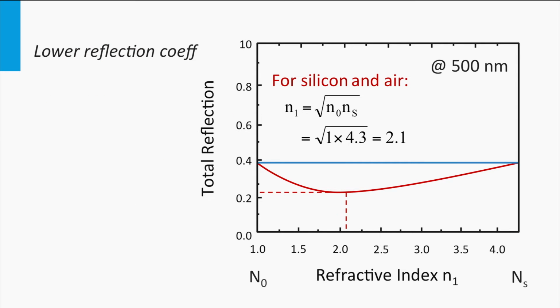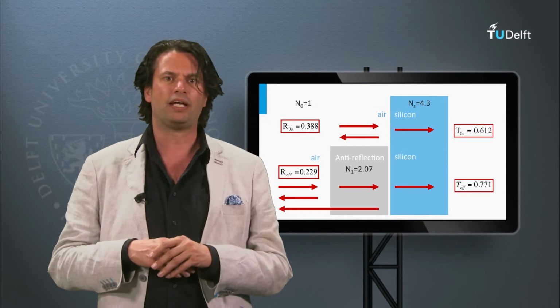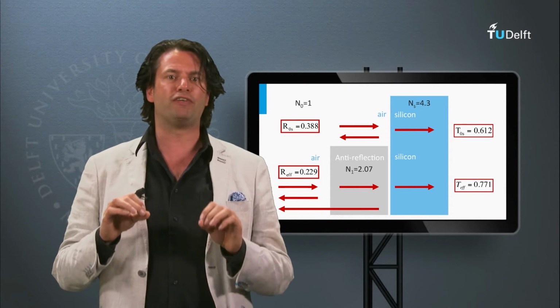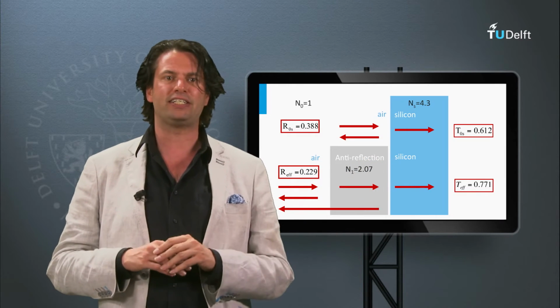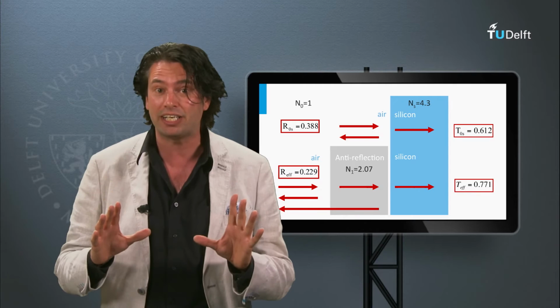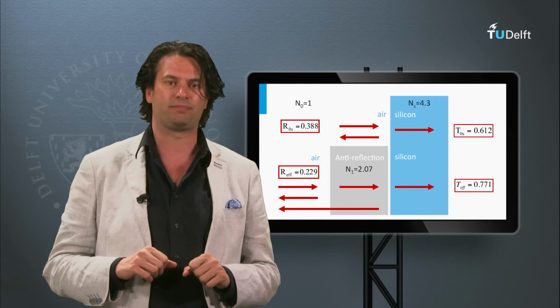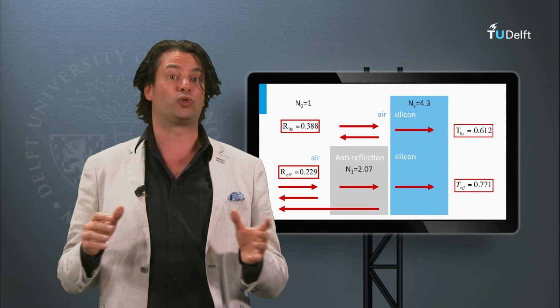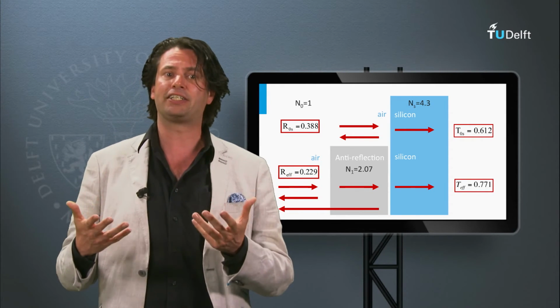We then plot the reflection coefficient of this example versus the refractive index of the interlayer. The blue line is the reference reflection without interlayer. The red line is the reflection with interlayer. The red curve has a minimum. This minimum is exactly at the value equal to the square root of the product of refractive index N0 and N2. In this example, by inclusion of a single interlayer, the reflection at the interface can be reduced from 38.8% down to 22.9%. Using more than one interlayer, also called refractive index grading, this reflection can be further reduced.